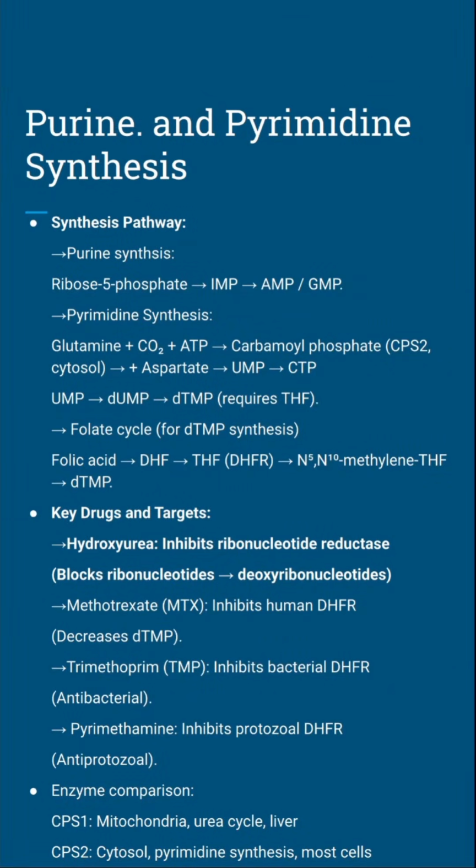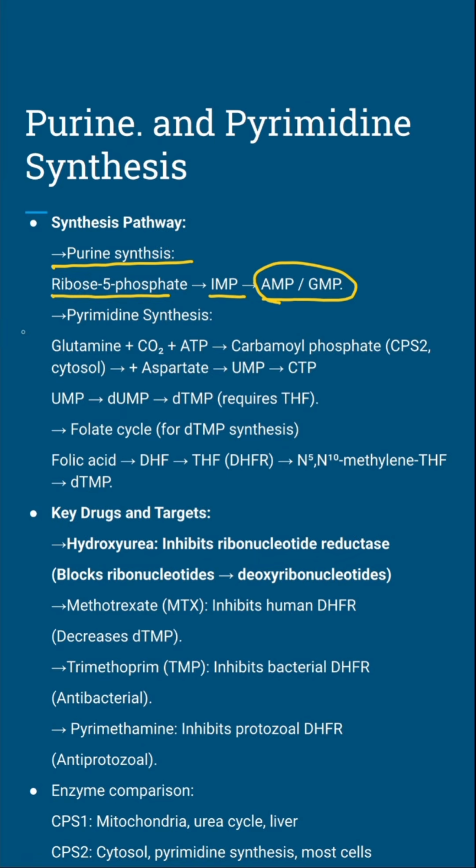Alright, let's map out the synthesis. First up, purine synthesis. Think of it like a tree. We start with ribose 5-phosphate, which becomes IMP, inosine monophosphate. IMP is the branch point, and from there we get AMP and GMP, your adenine and guanine.